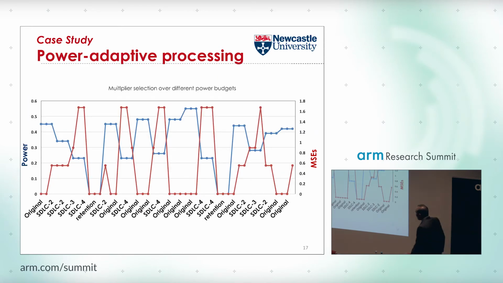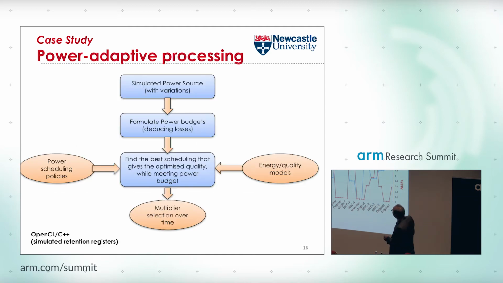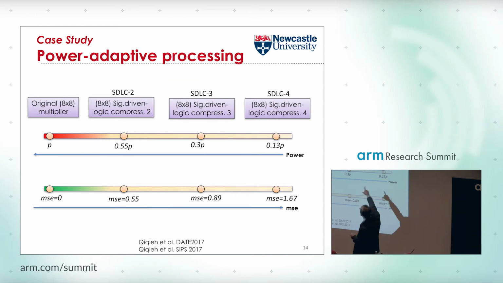So this is something I wanted to show before I finish. We did some experiments based around power adaptive computation. In an OpenCL environment, we designed 4 different versions of a multiplier based on some of our existing works. The first one is the traditional Wallace tree multiplier, followed by some different approximate versions of the same multiplier with increasing approximation. That means as you go from the left-hand side to the right-hand side, the approximation is significantly higher.